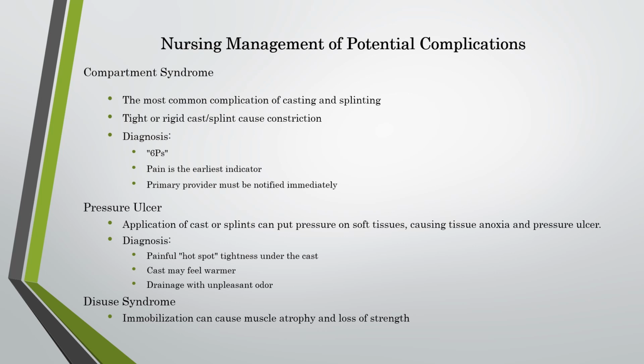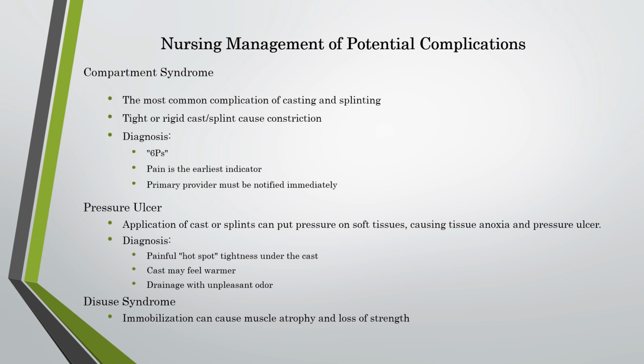So the first complication I would like to talk about is compartment syndrome, which is the most common complication of casting and splint. A tight or rigid cast or splint can cause constriction, and we diagnose compartment syndrome using the 6 P's. The pain is the earliest indicator of compartment syndrome. I would like to talk about compartment syndrome by itself, because I had a couple of questions about it. What is exactly happening when there is a compartment syndrome?